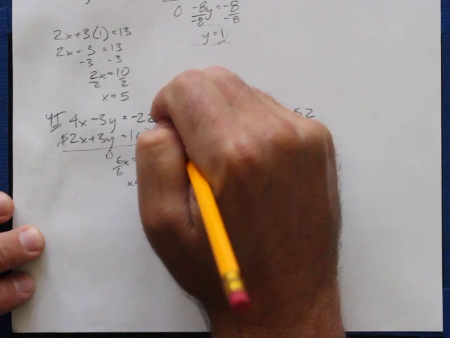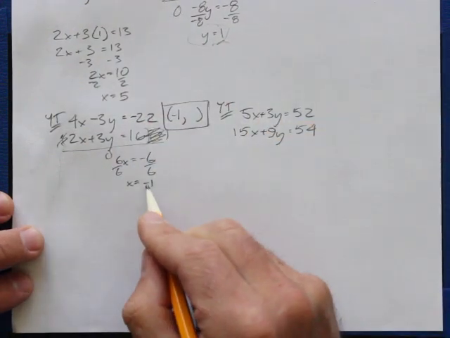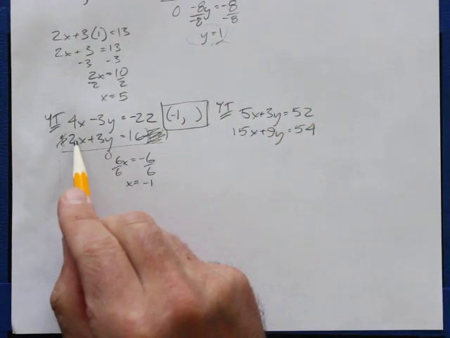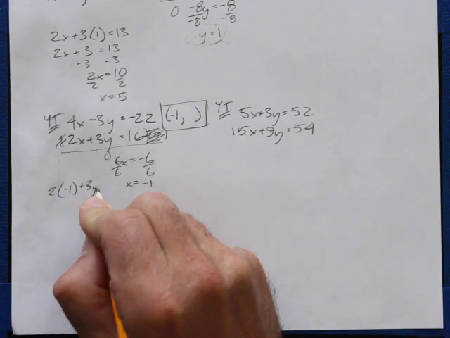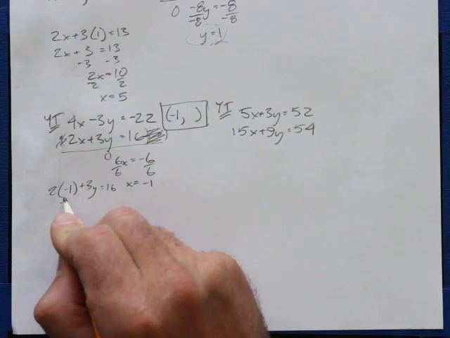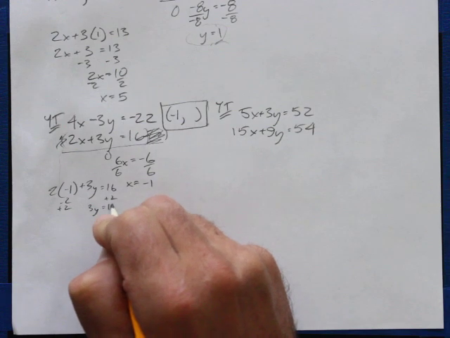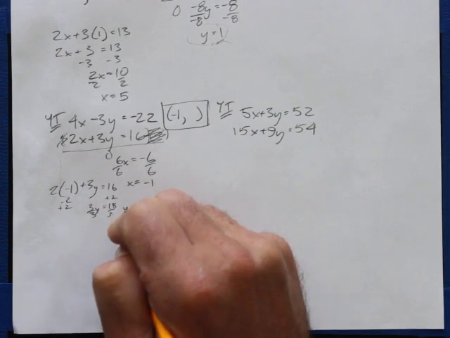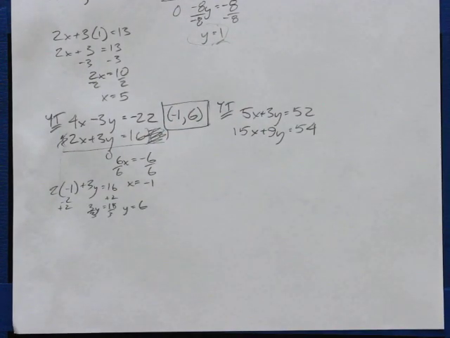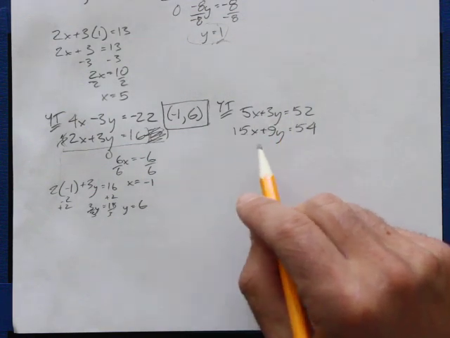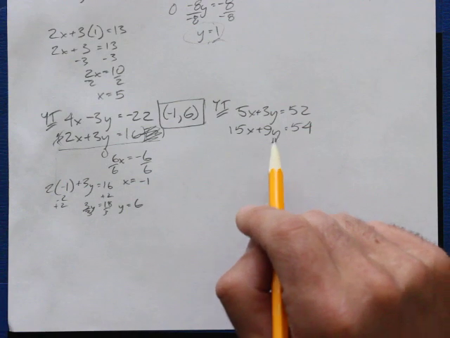So I'm going to put my point right here. Negative 1. And now if I plug negative 1 back in here, I got 2 times negative 1 plus 3y equals 16. This is negative 2. So if I add 2 to both sides, I have 3y equals 18. Divide by 3, y equals 6. So my answer is negative 1, 6. Now, if you haven't tried this one, you try over here. Go ahead and pause and do it now.